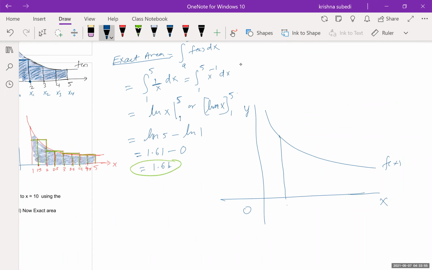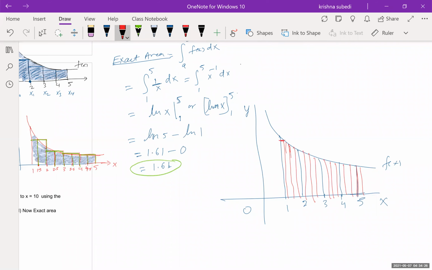And we did from 1 to 5. So we divided that into 4 rectangles and we calculated. Now, if we divide this into 10 rectangles, for example, in that case, our approximation will be better. If I divide this into even 20 or maybe 30 rectangles, or let's say 100 rectangles, I'll get a better approximation.